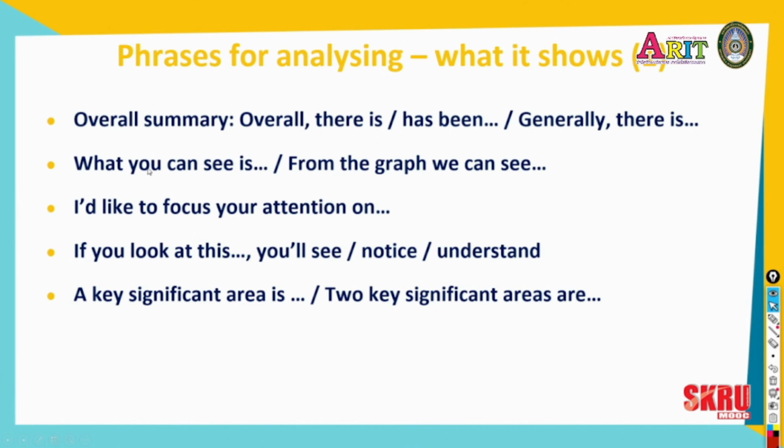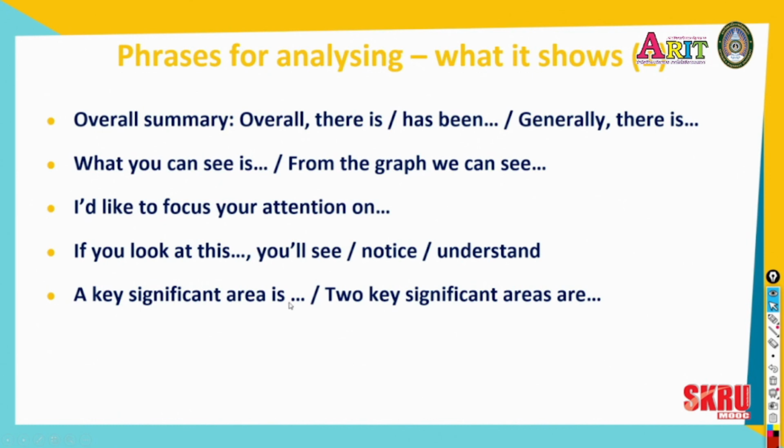If we want to highlight a particular point, what you can see, and often we would point to a particular part of the graph during our presentation. From the graph we can see, just highlighting visible information. I'd like to focus your attention on. You want to attract people to look at a particular piece of data. I'd like to focus your attention on the USA and show that country's data. If you look at this, you'll see, you'll notice, you'll understand. You can again attract people to particular information you want to describe.